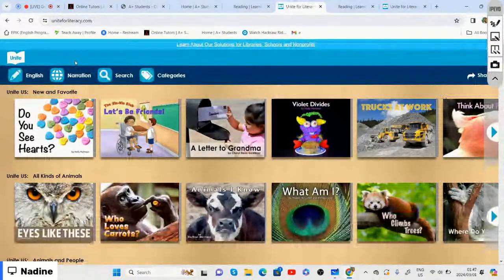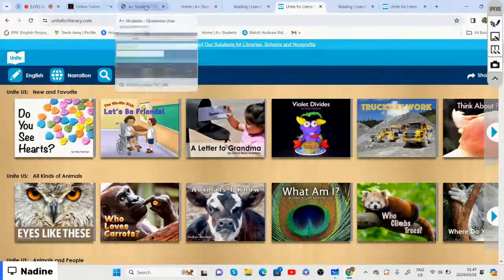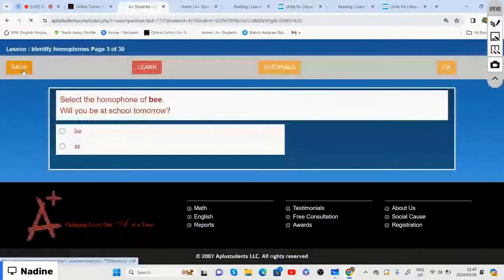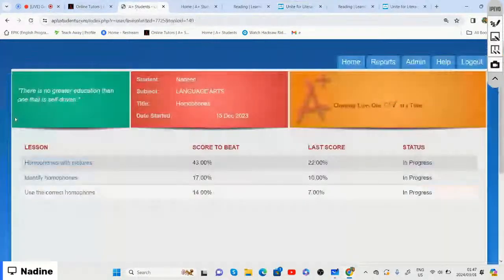All right, this is now the end of our lesson, grade twos, on homophones, and we said homophones are words that sound the same, but they have different spelling as well as different meanings, right? So we can have more than one word that sounds the same, but the spellings as well as the meanings of these words are different. All right, so this is now the end of our lesson on homophones.